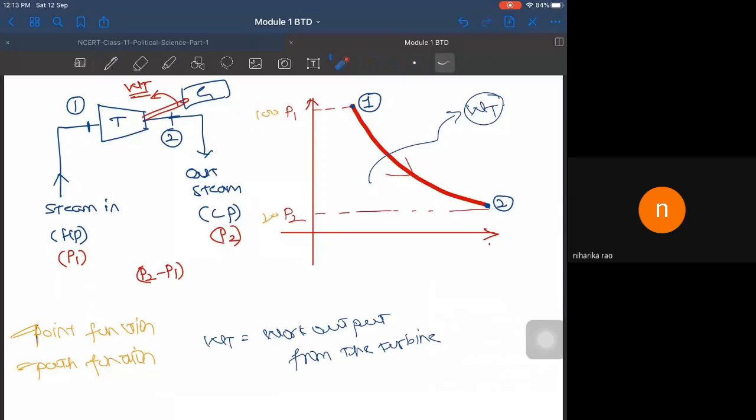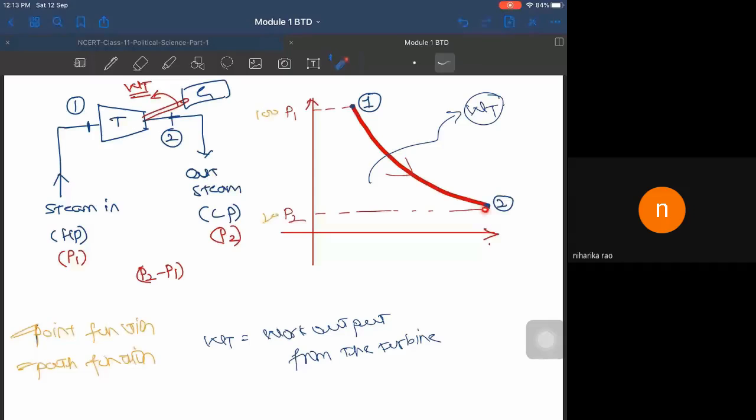If I ask you, what is the volume at state 1? You will go down like this, and whatever the value on the scale, you will tell me that is the value at state 1, which is V1. If I ask you, what is the pressure at state 2? You'll just go back and give me the value of pressure 2. That means, in order to get the value of pressure, just a state is enough. If I just specify the state, you can give me the value of pressure.